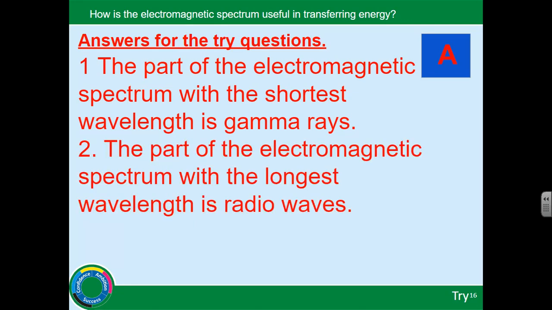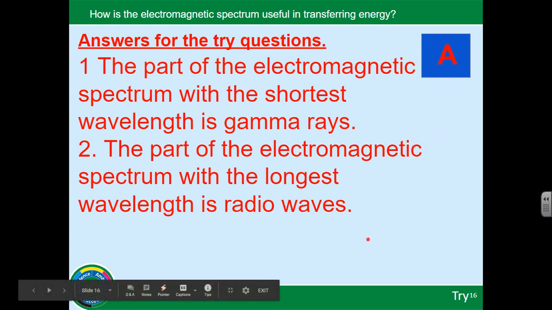Number two, the part of the electromagnetic spectrum with the longest wavelength is radio waves. And if you remember from the diagram, you see that the wavelength is huge, building size. And that's basically why radio waves have the longest wavelength.